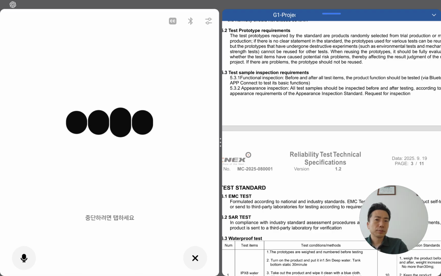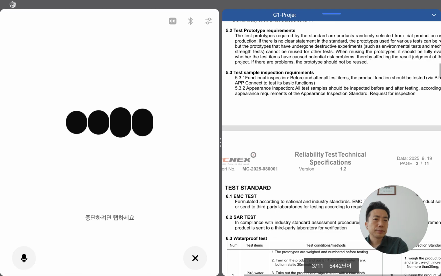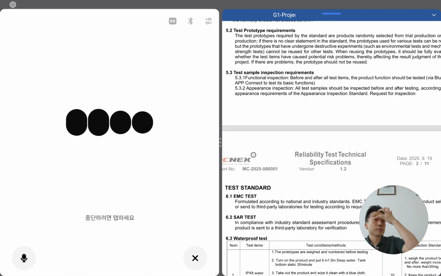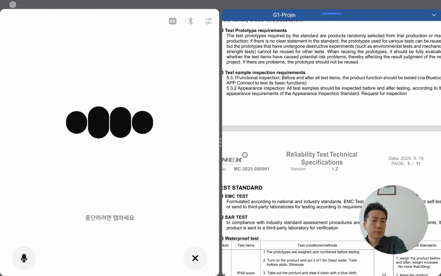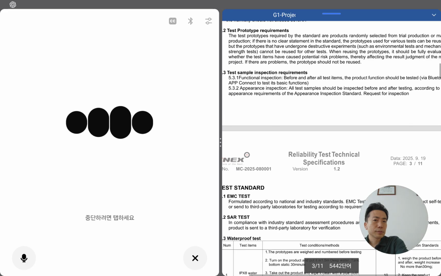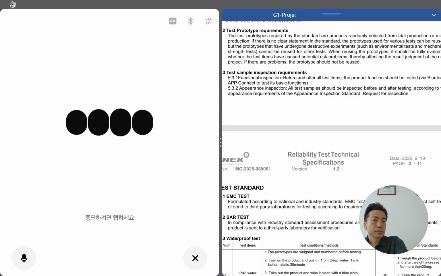5.3.1 Functional inspection. Before and after all test items, the product function should be tested through a Bluetooth application to check its basic functions. 5.3.2 Appearance inspection. All test samples should be inspected before and after testing, according to the appearance requirements of the Appearance Inspection Standard, Request for Inspection.